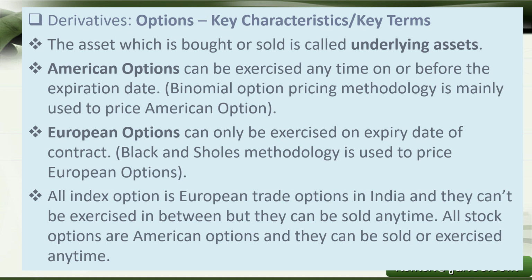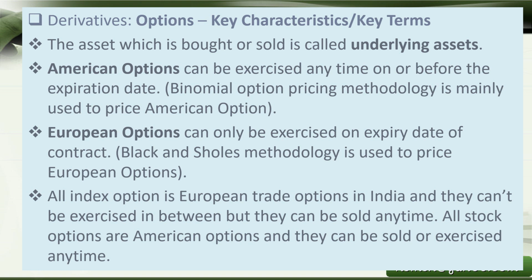Binomial option pricing methodology is mainly used to price American options. European options can only be exercised on the expiry date of that contract, only on that particular date. So Black and Scholes methodology is used to price European options. So the difference is that American options can be exercised anytime on or before the expiration date, while European options can be exercised only on that particular date.